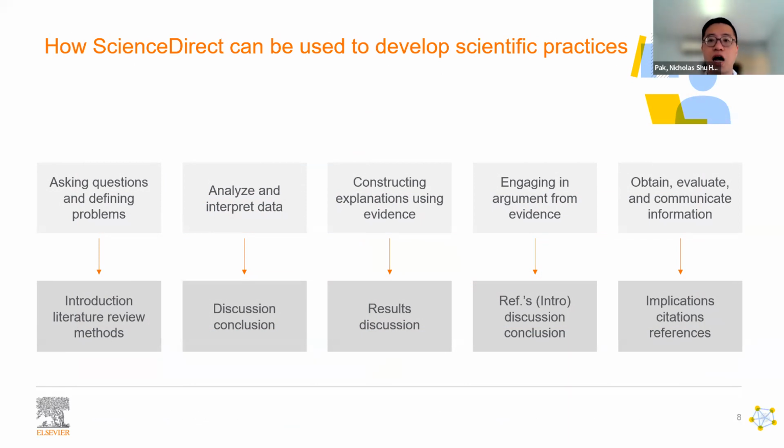If you want to engage in argument from evidence, you can read the introduction, the discussion, and the conclusion of an article. And if you want to obtain, evaluate, and communicate information, you can look at implications, citations, as well as references.